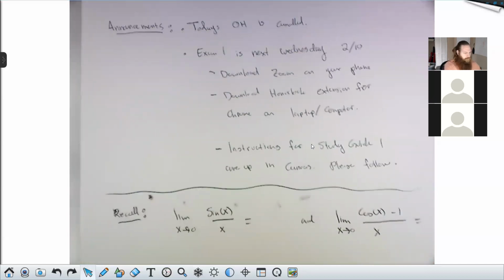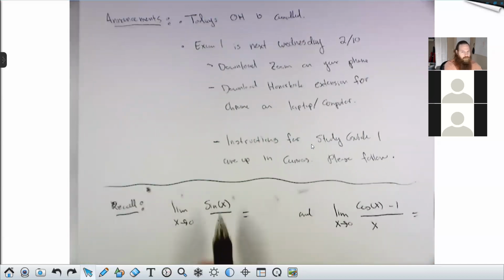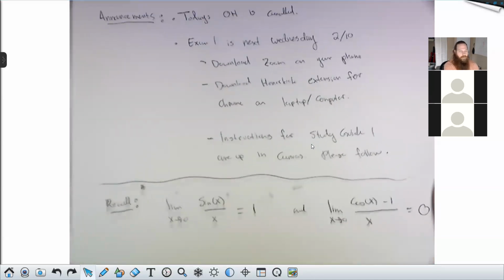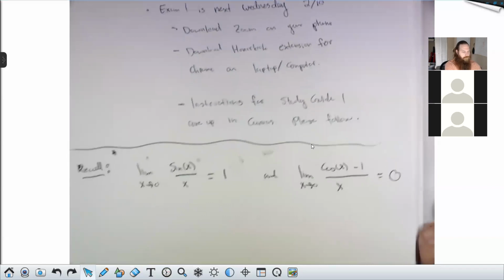Right, so let's recap. This guy, sine x over x, as x goes towards zero, this one was one. And this guy, cos x minus one over x, as x goes towards zero, this is zero. These are our two special trig limits.